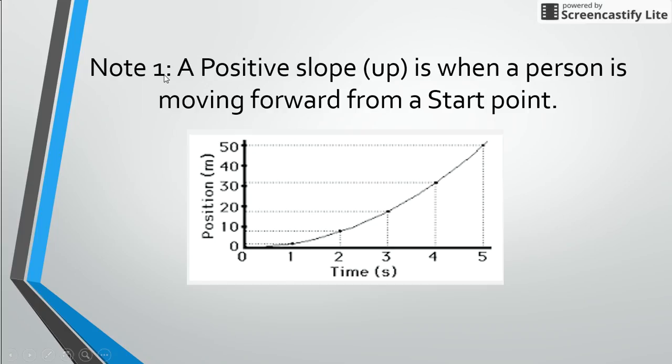So our first note, a positive slope, or something that's going up, is when a person is moving forward from a start point. So I know that if this is their position, as time goes on, they are moving further from their start point.